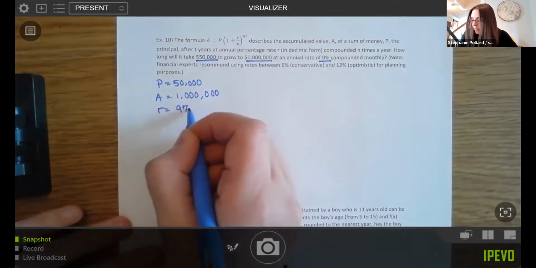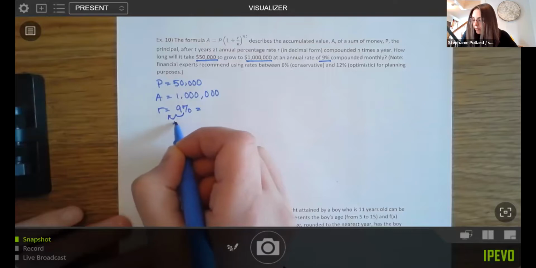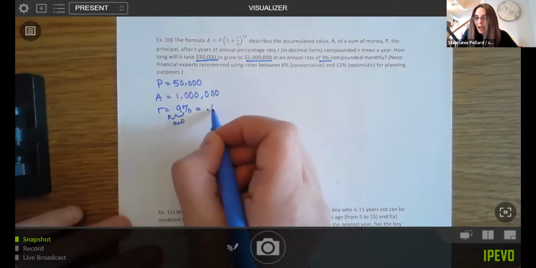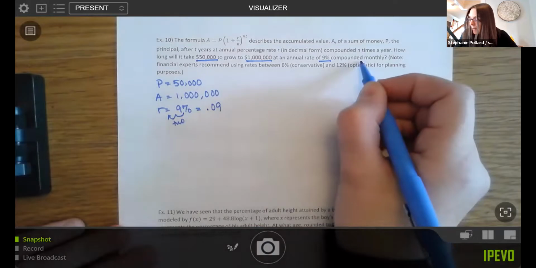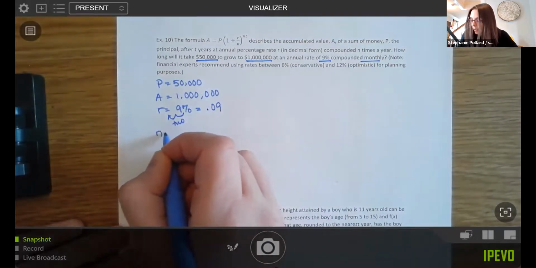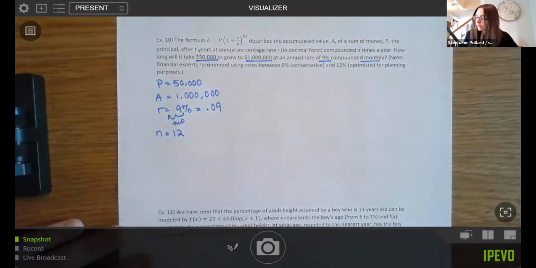And we do use decimal form. So you're going to move that decimal point 2 spots left. So you're going to use 0.09 in the formula. And we are compounding it monthly. So your n value here is going to be 12 because we're doing it 12 times a year, right? 12 months in a year.